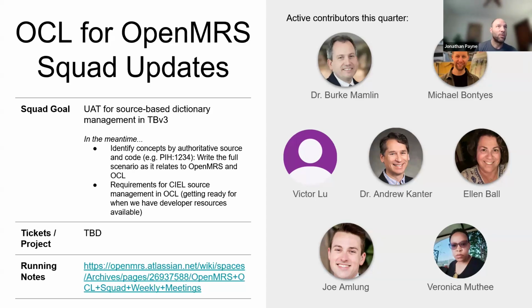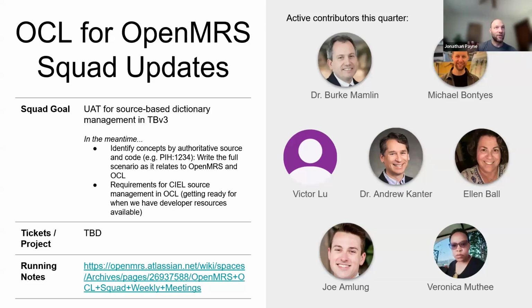The primary goal right now is, as TB, the term browser version 3 is being developed, we are a couple of months away from it being ready for the OpenMRS community to experiment and test, to do the user acceptance testing for dictionary management using the term browser. So that's going to be the primary focus this year, and to do that UAT and to make sure dictionary managers can do what they need in TBv3.